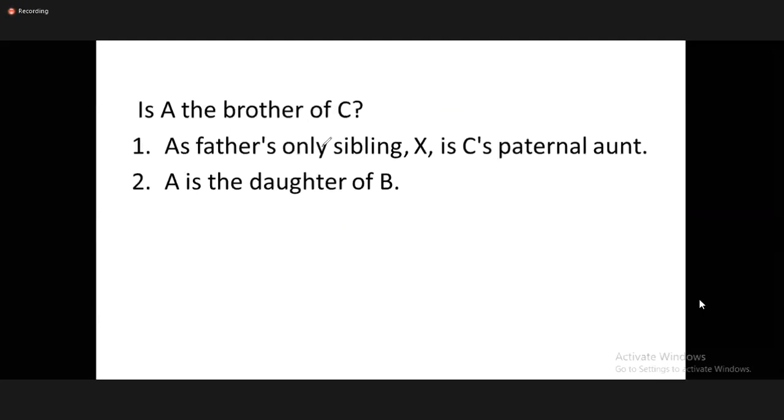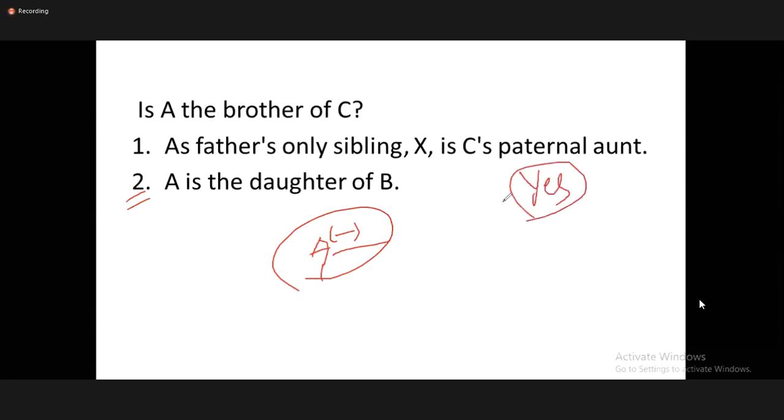Guys, look at here. Next, two alone. A is the daughter of B. That's it, right? Whoever may be A's daughter, hence A is a female, you know. A is not the brother of C, because A is a female, which essentially tells you that A definitely will not be a brother, right? Yes or no? That's it. So the answer is what? Mark 2. Mark 2 is right.